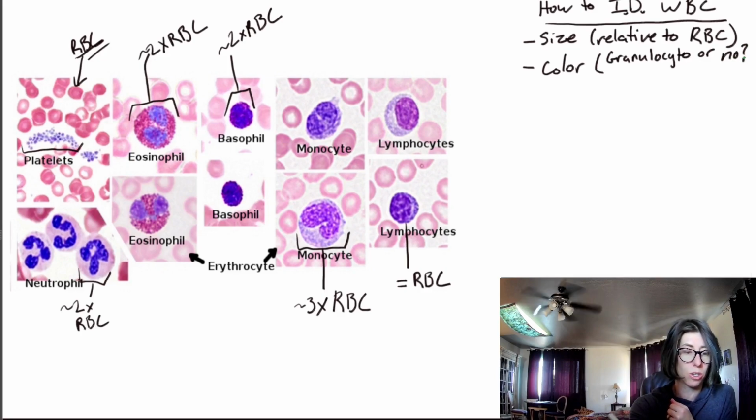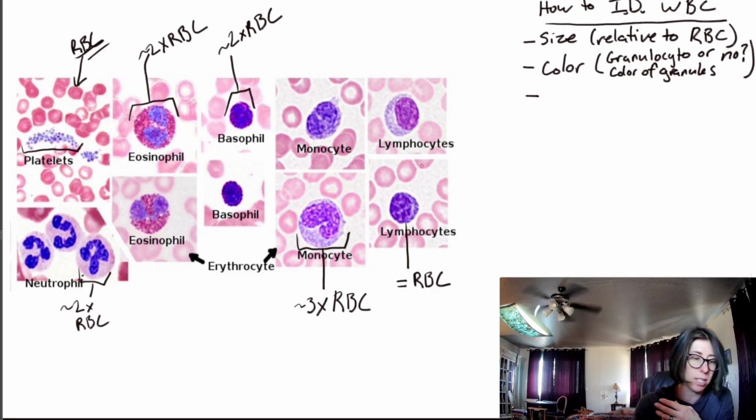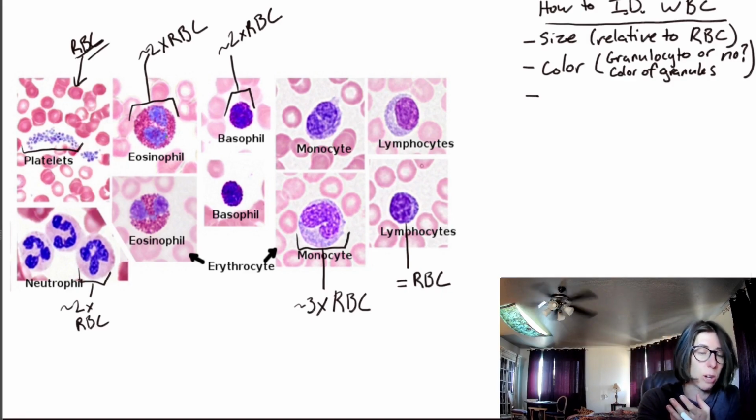And you also look at whether it's a granulocyte or not, and then the color of the granules. If we look back at these, the neutrophils have very, very fine granules, and they're lavender. So lavender granules, we looked at this in the last slide. The eosinophils have coarse granules. They're bigger. You can really see those granules, and they're red.